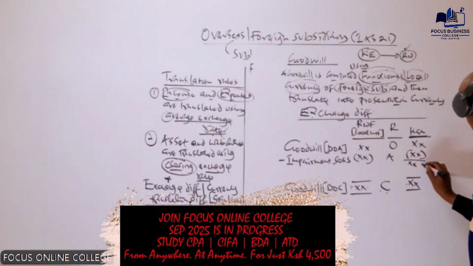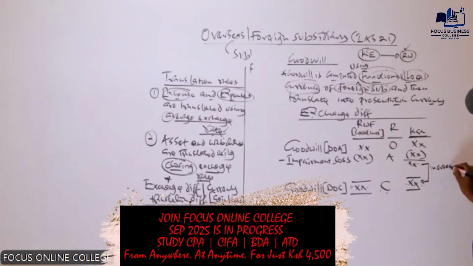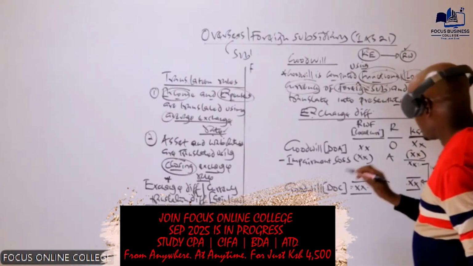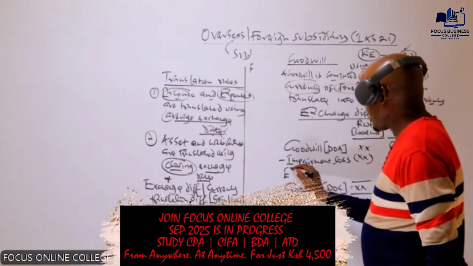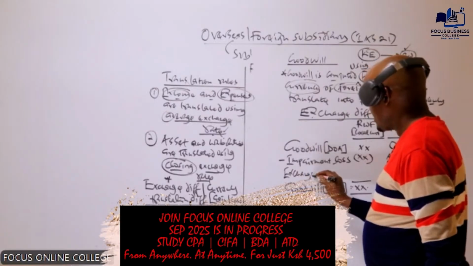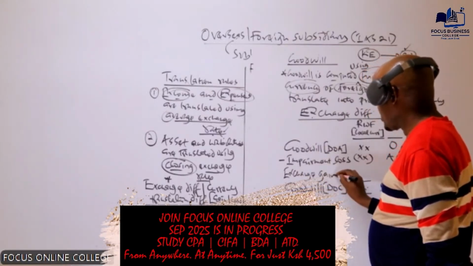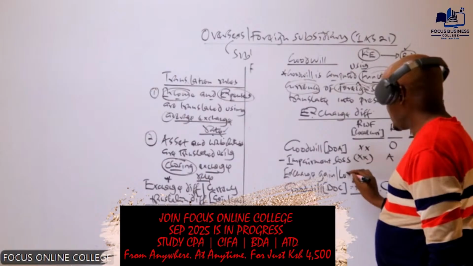So we compare these two values, this and this, of which in this case we can have an increase. Maybe from this to this, we can have an increase. Or basically from this to this, we can have a decrease. So that increase or decrease is what you refer to as exchange difference. And this exchange difference can either be an exchange gain or an exchange loss.